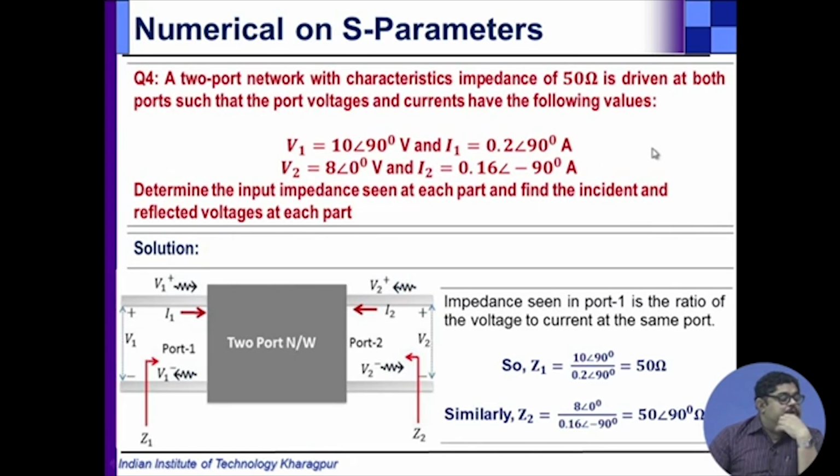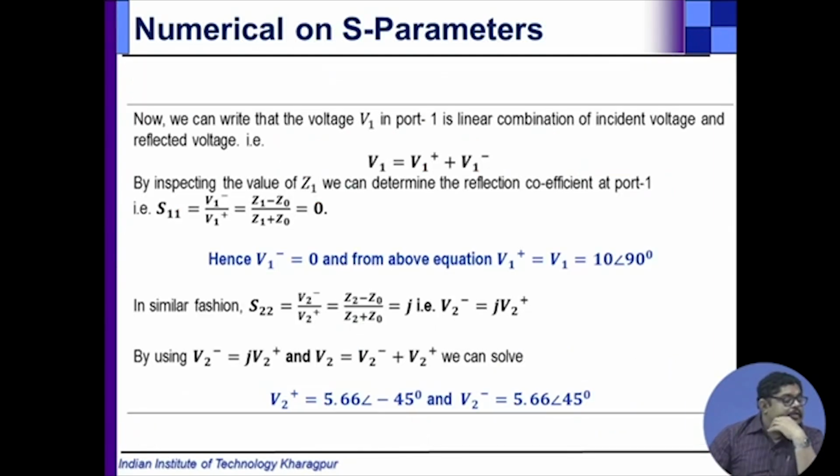Now, a 2-port network with characteristic impedance 50 ohm is driven at both ports such that these are the various port voltage and current values. So, determine the input impedance seen at each port and find the incident and reflected voltages at each port. So, it is driven at both ports. So, impedance seen at port 1, self impedance, that will be the ratio of voltage to current. So, you can find Z1. Also, if you look from port 2, Z2 will be the self impedance, Z2 will be this. Now, voltage V1 is V1 plus plus V1 minus.